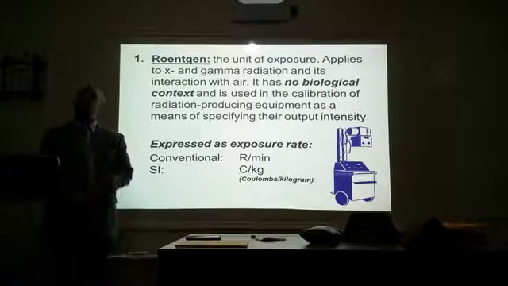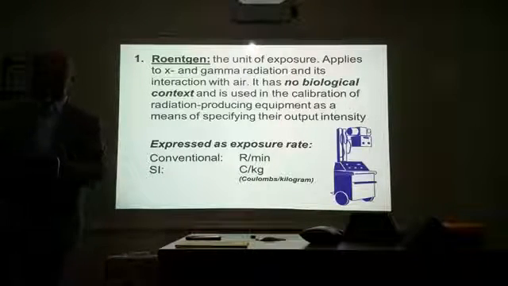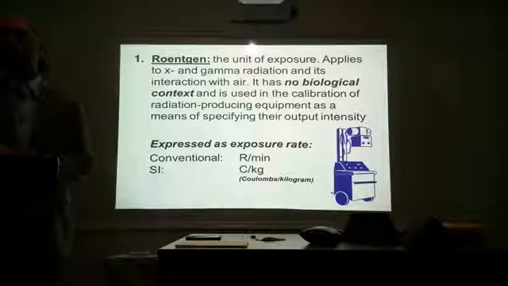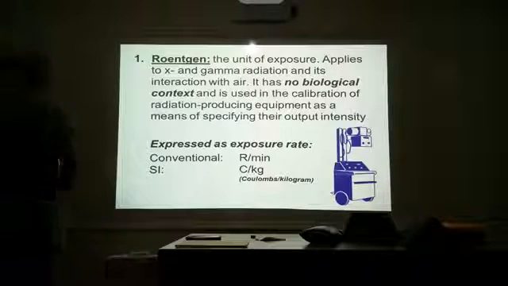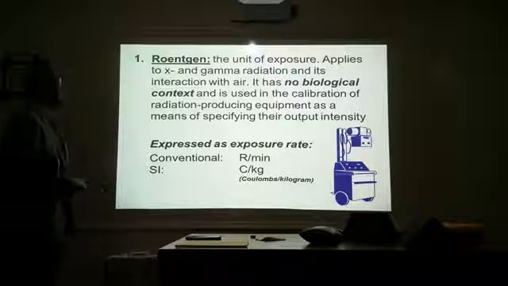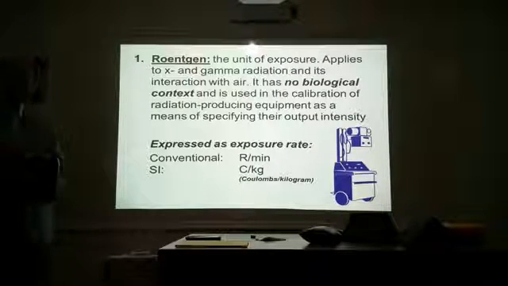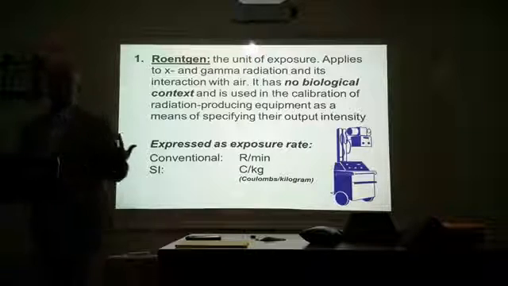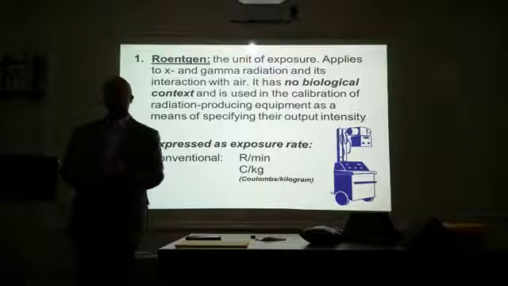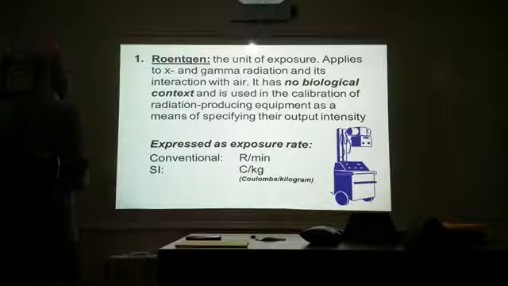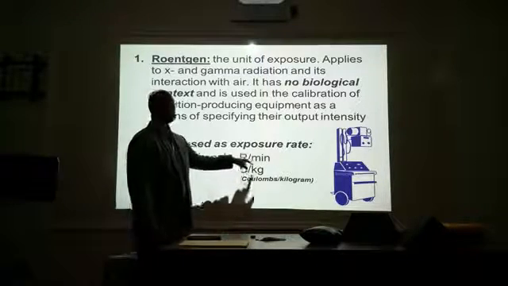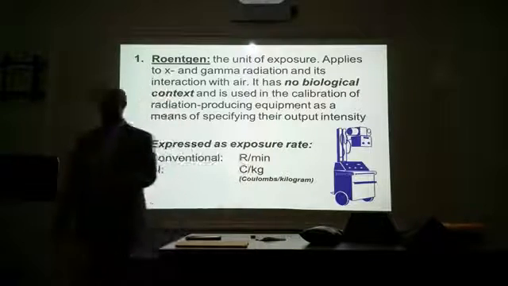It has nothing to do with anything live. We're talking about the exposure that's coming from a radiation source. So the unit of exposure applies to X and gamma radiation and has its interaction with air and has nothing to do with living organisms. That's the Roentgen. Conventional is going to be Roentgens per minute. We're talking about exposure rates here.